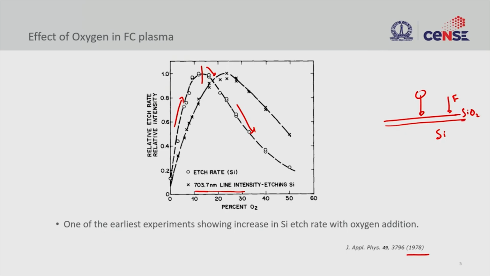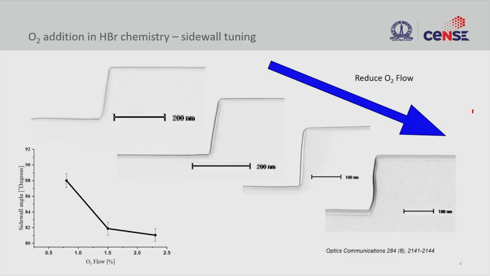This is how you achieve reduced reaction. But you always want to increase the reaction rate, so you want to operate below this optimal oxygen percentage, so that your etch rates can be higher. Not only for etch rates, you can also use oxygen to tune the sidewall angle.